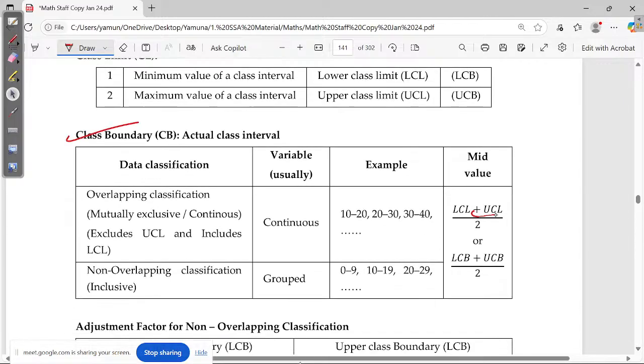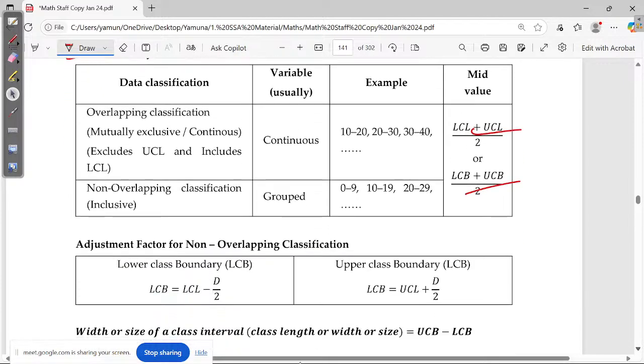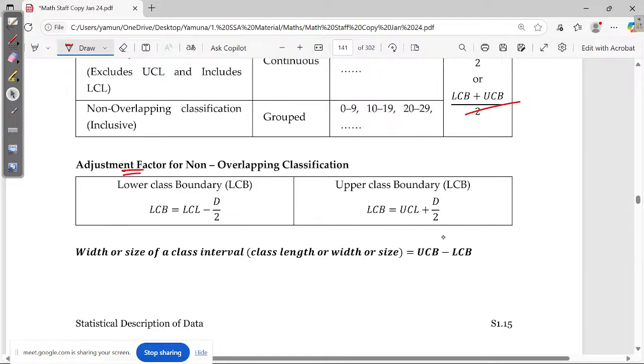Class boundaries we have calculated with the formula. Adjustment factor also we have calculated. This is upper class boundary. You can please make a correction. With the help of this one also we'll find the mid values. The formula will look somewhat similar.